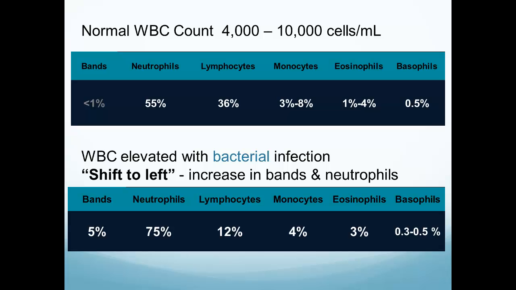Okay, now here's a patient who has an infection. Notice that these numbers have shifted to the left. In other words, there's more bands, there's more neutrophils, there's fewer lymphocytes. Okay, so that's the thing we're looking for there. There's fewer lymphocytes and there's going to be more of our neutrophils and bands. That's the shift that we're looking for to the left.